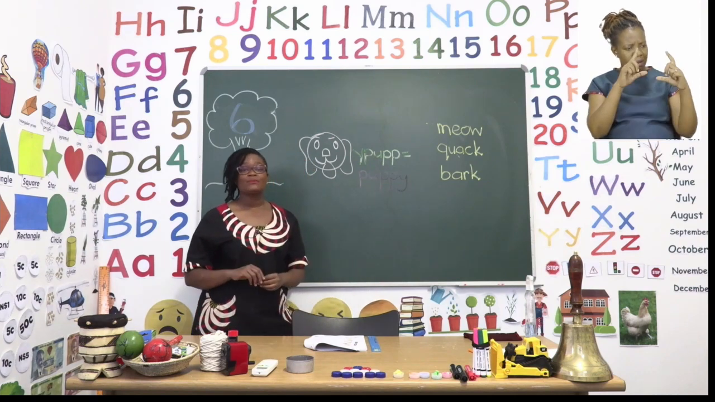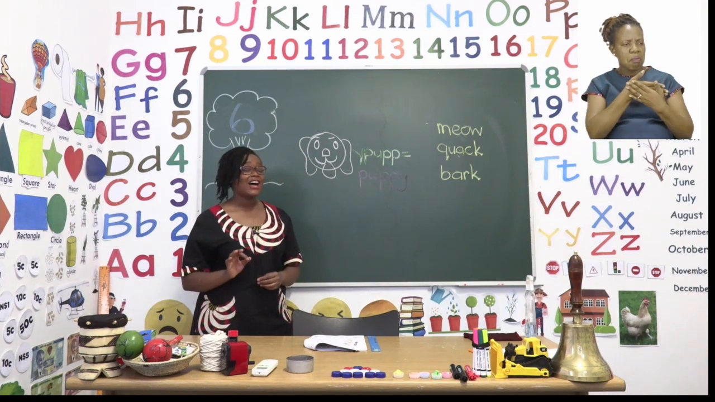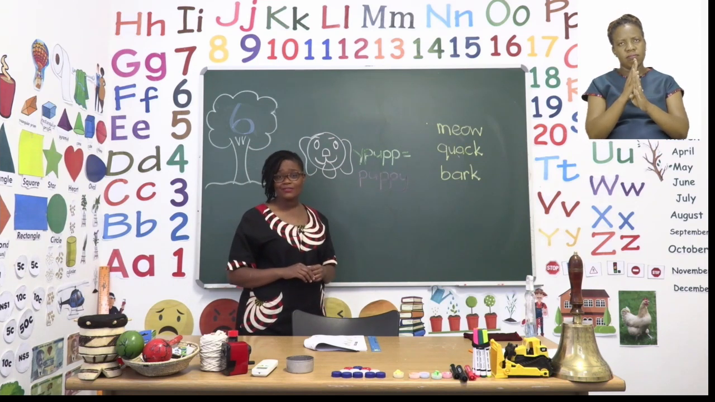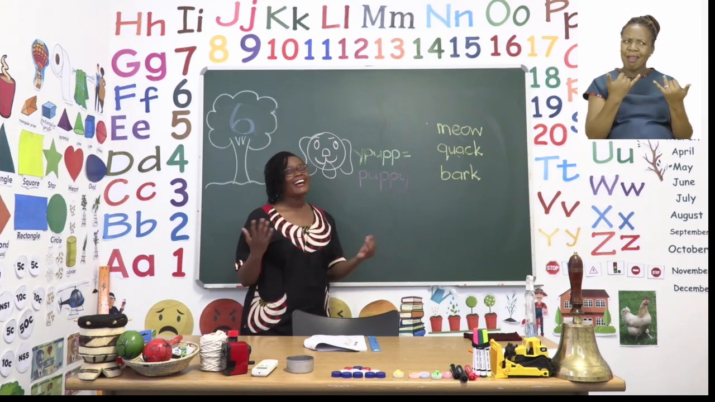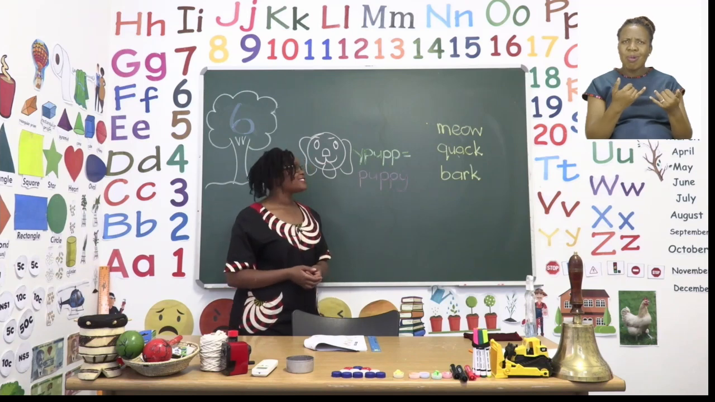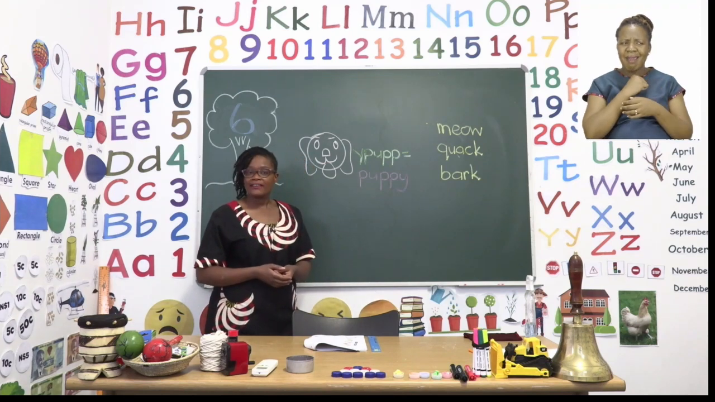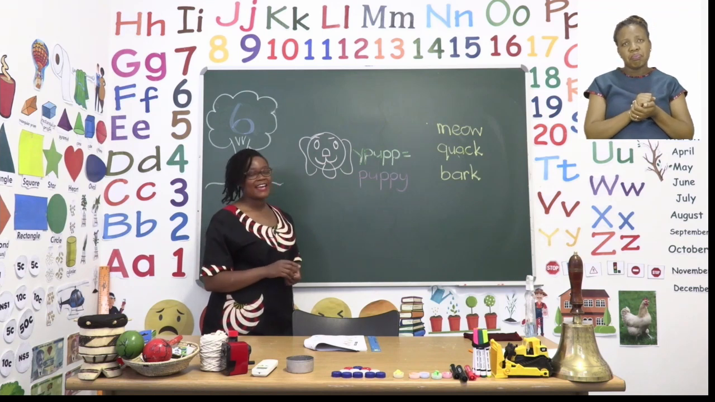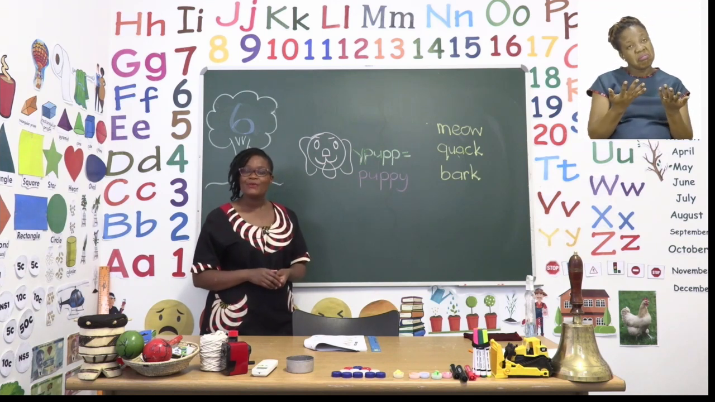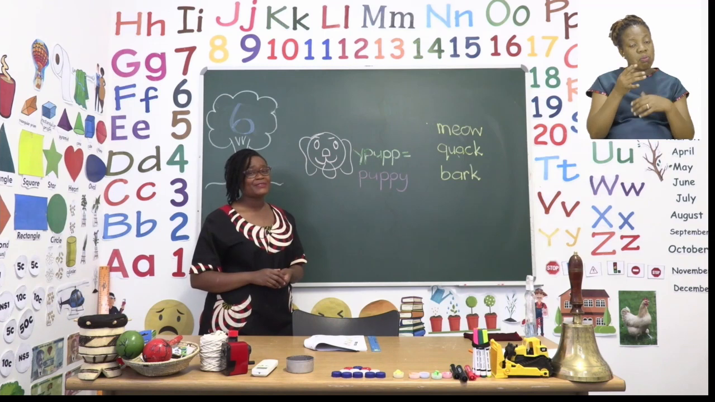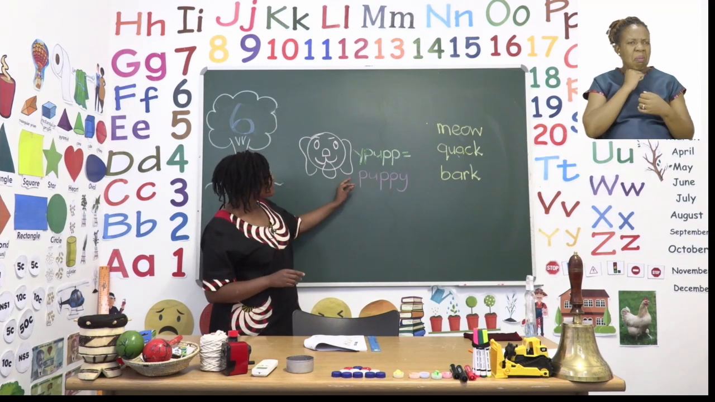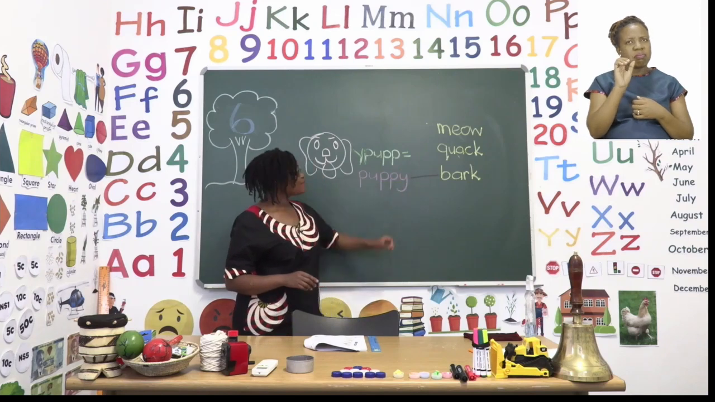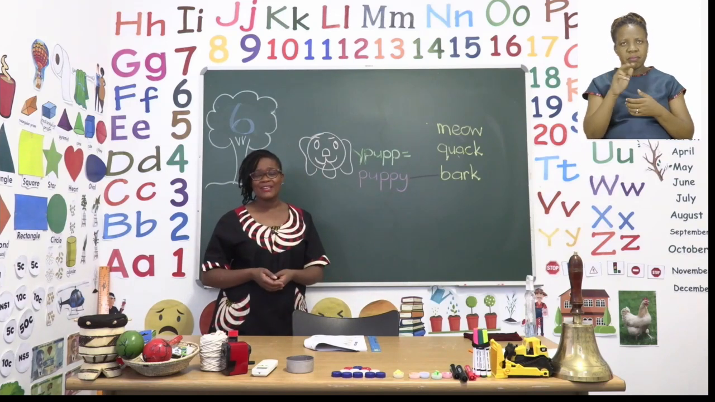After that, it's our job to now match the sound it makes to the name. Does a puppy meow? I don't think it does. Does a puppy quack, quack, quack, quack? No. I think a puppy can bark. Woof, woof, woof. But it's so cute when they bark. So, we're going to match with a line the word bark to the word puppy. And we're done with one already.